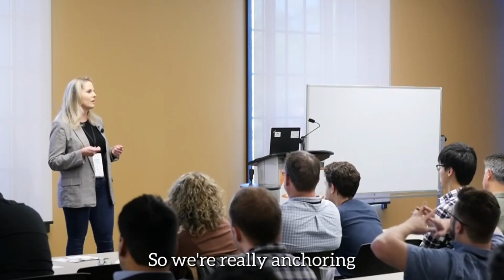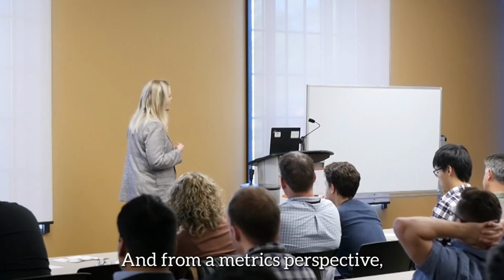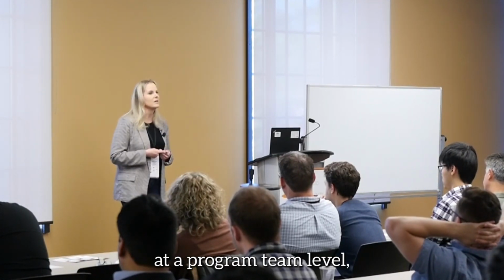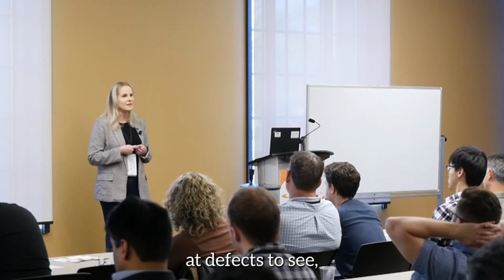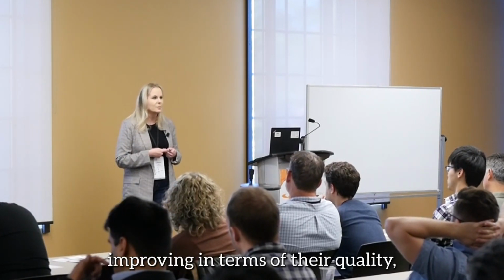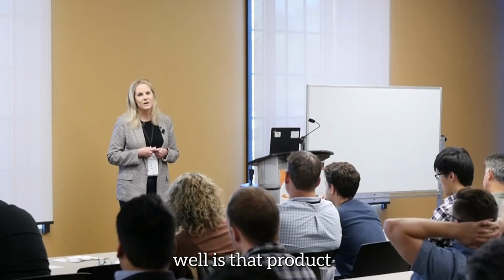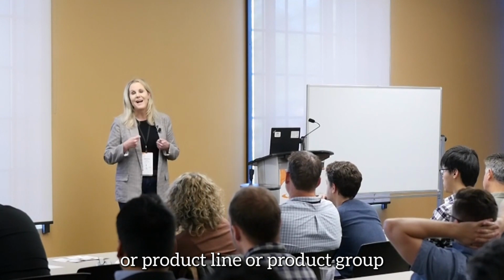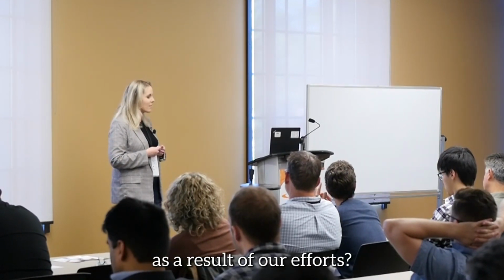So we're really anchoring, and everything is really embedded in those customer metrics. And from a metrics perspective at a program team level, not only are we measuring cycle time, not only are we looking at defects to see are the teams actually improving in terms of their quality, but we're also looking at how well is that product or product line or product group actually performing in the marketplace. Are we actually getting better as a result of our efforts?